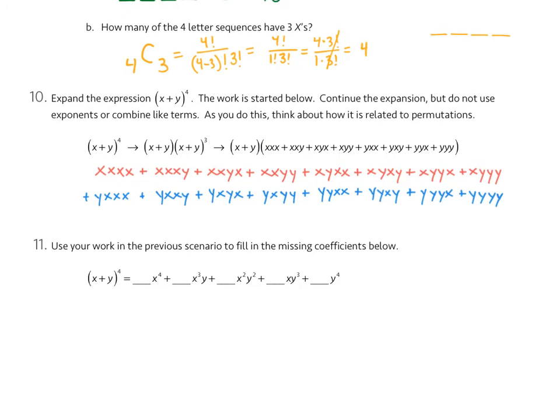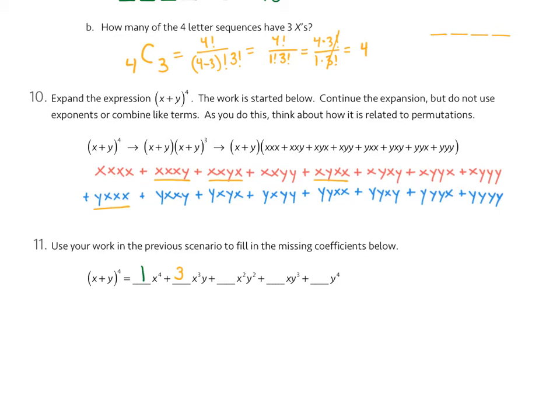Number 11. Use your work in the previous scenario to fill in the missing coefficients below. X plus y to the 4th is equal to, and do you see I have here 5 blanks, and there are different terms. If I were to combine these into a term using exponents, it would be 4 x's multiplied together, which is x to the 4th. And there is only one term that has 4 x's, so there is only one term that is x to the 4th. X cubed y means there are 3 x's. There are 3 terms that have 3 x's and 1 y, and that means that there are also 3 terms that have 1 y and 3 x's.